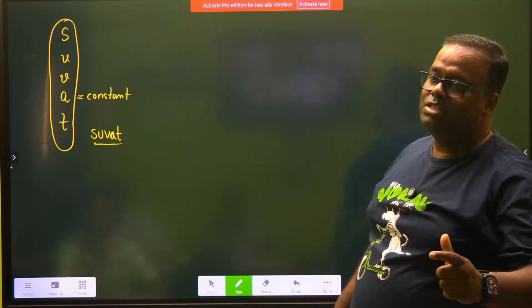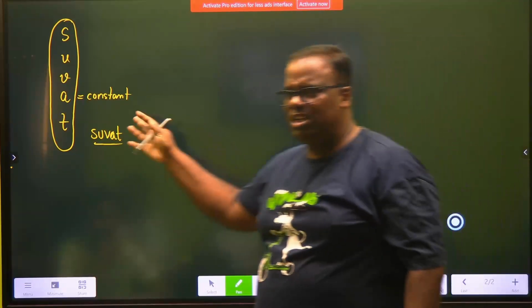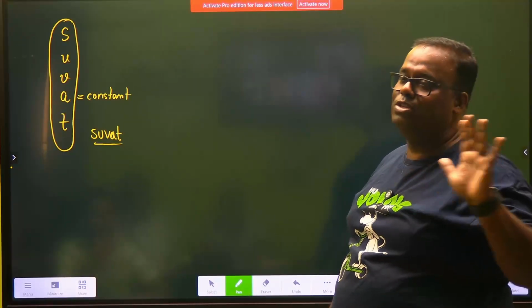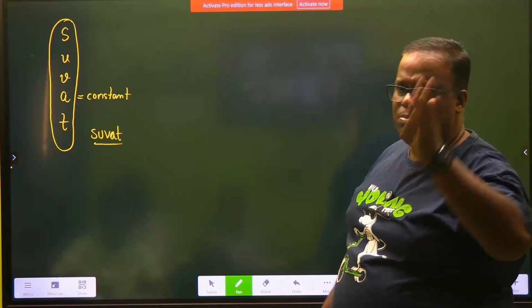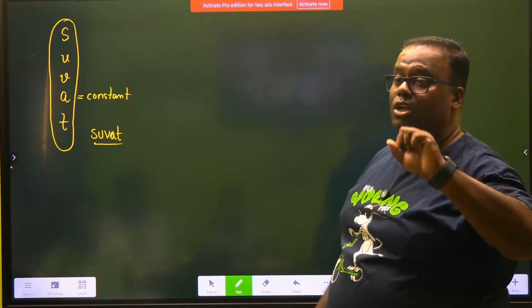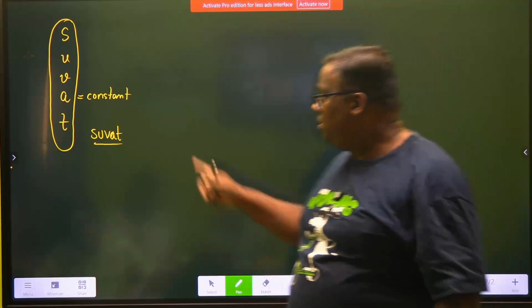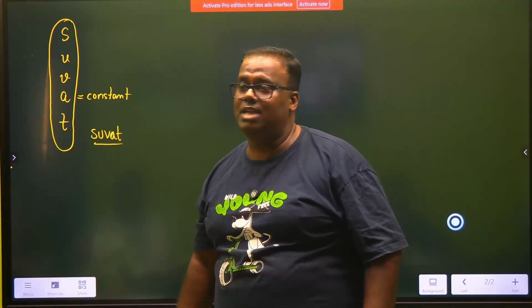Children complicate this in grade 11 because you will have some 3 equations of motion and they use them left and right. Those equations cannot be used everywhere. She has learned maybe in school those 3 equations of motion. Those 3 equations of motion we are going to study now. Those are applicable only when SUVAT criteria is satisfied.